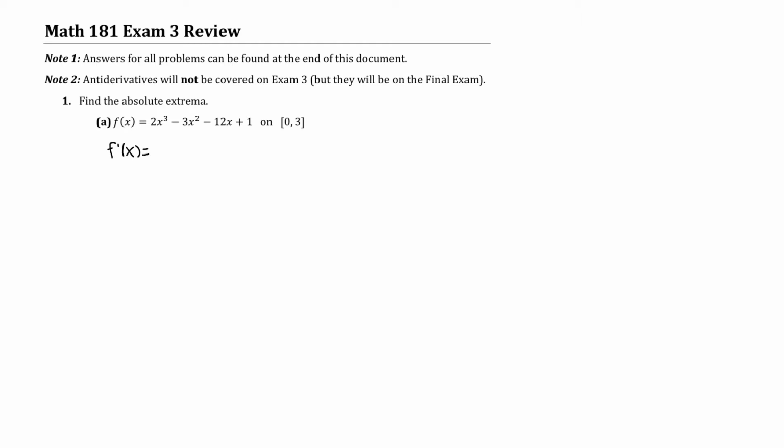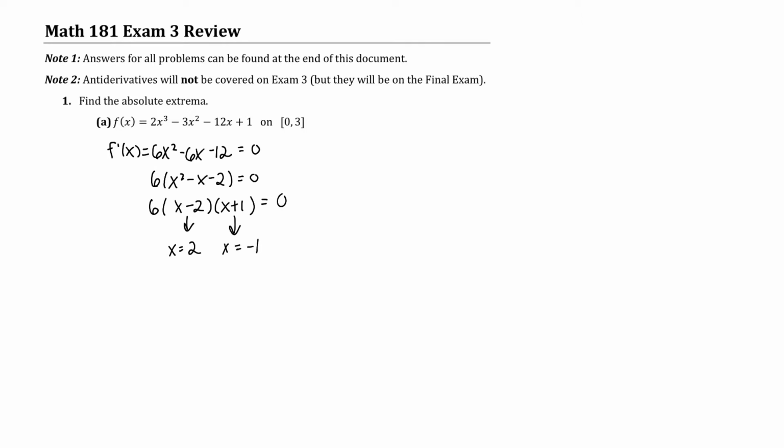Taking the derivative, we got 6x squared minus 6x minus 12, setting it equal to 0. We can factor out a 6. This factors into x minus 2 times x plus 1. You get the critical values 2 and negative 1. Now, negative 1 is not within the interval because the interval is 0 to 3. So we don't want to look at that one.